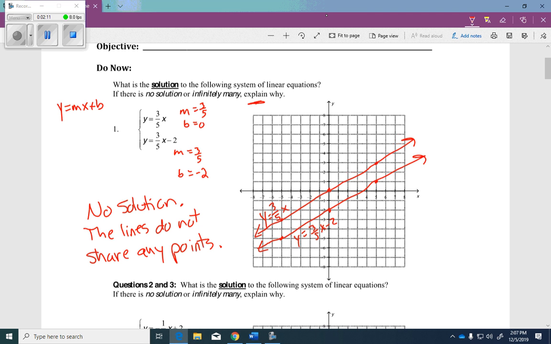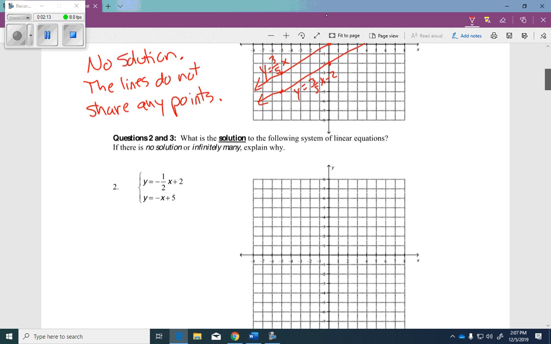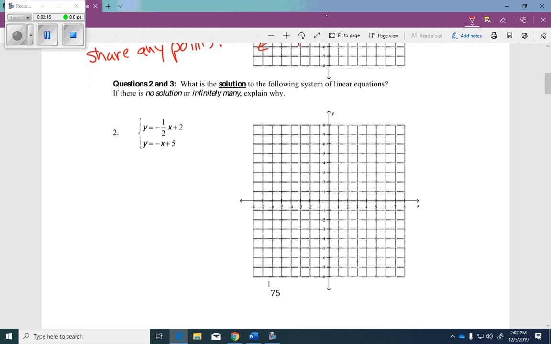So questions 2 and 3. What is the solution? And if there's no solution or infinitely many, explain why. Again, it's in slope-intercept form. So the slope is -1/2 and the y-intercept is 2. The second one, the slope is -1, and the y-intercept is 5. These lines will intersect because the slopes are different.